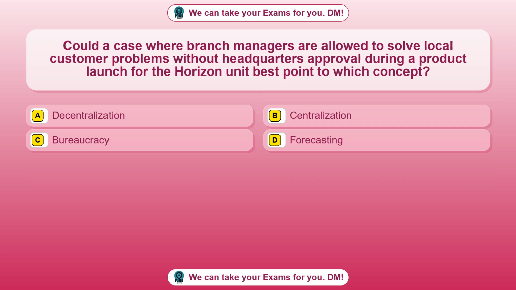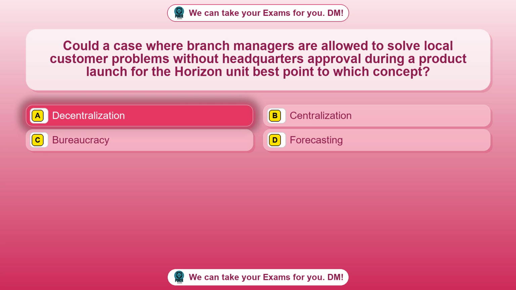Question 100. A case where branch managers are allowed to solve local customer problems without headquarters approval during a product launch for the Horizon unit best points to which concept? Option A, decentralization. Option B, centralization. Option C, bureaucracy. Option D, forecasting. The correct answer is option A, decentralization.